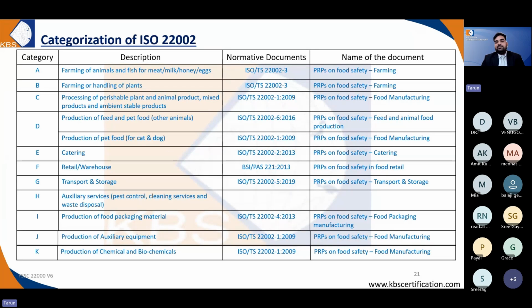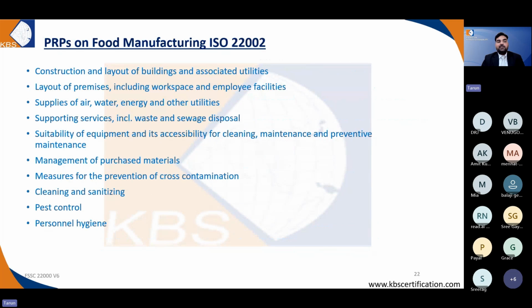Now, what is the meaning of this PRP? So first of all, you can consider here the PRP means prerequisite program. That means when you are going to start the work or about to start any food safety type of business, you must consider the construction and layout of building or associated utilities. If you have this, that means your PRP is in control. Layout of premises, workplace, employee facilities, supplies of air, water, energy, and any other utilities, supporting services like waste or sewage disposal, maybe pest control, or any type of services which is required.